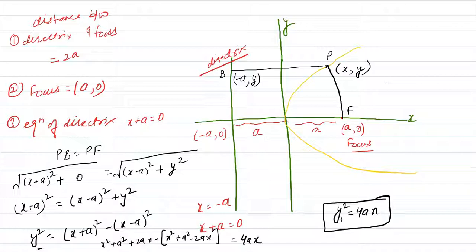So the important points to note are that the distance between the directrix and the focus is 2a, the focus is (a, 0), and the equation of the directrix is x plus a equals 0 for this parabola. Now moving on, we can have other parabolas too.